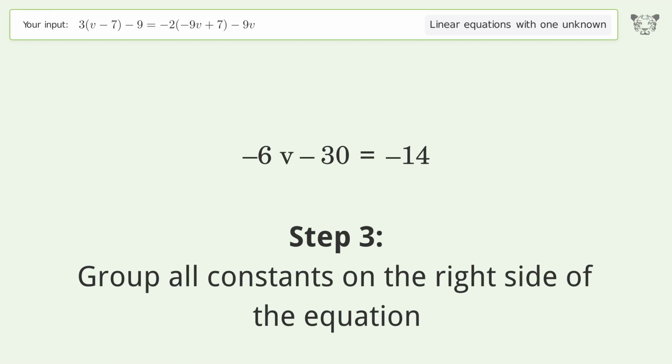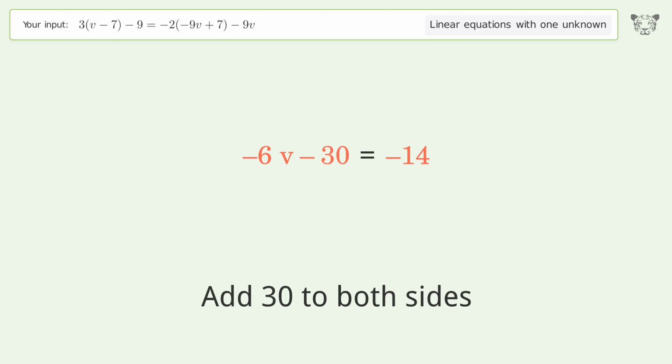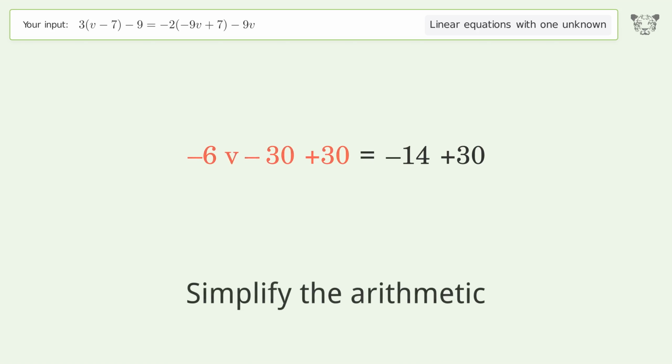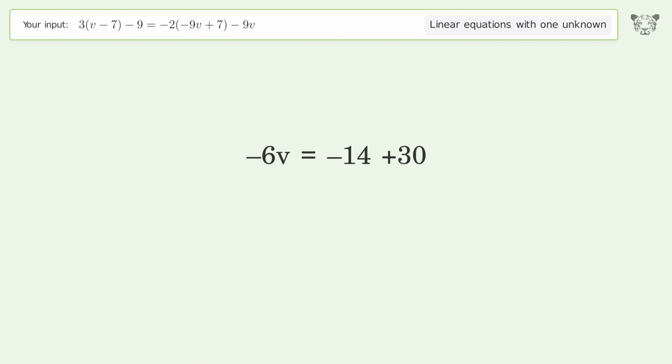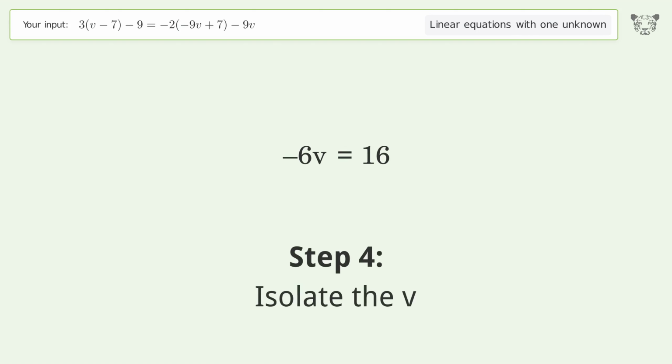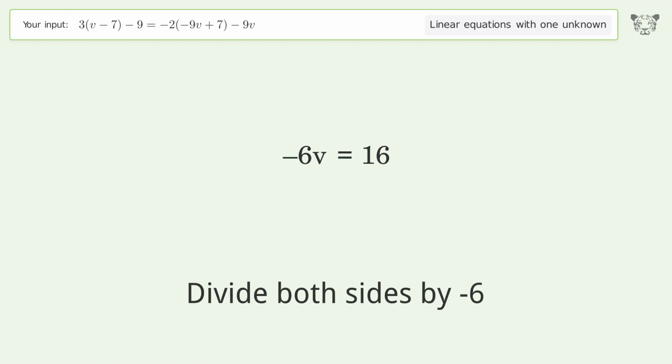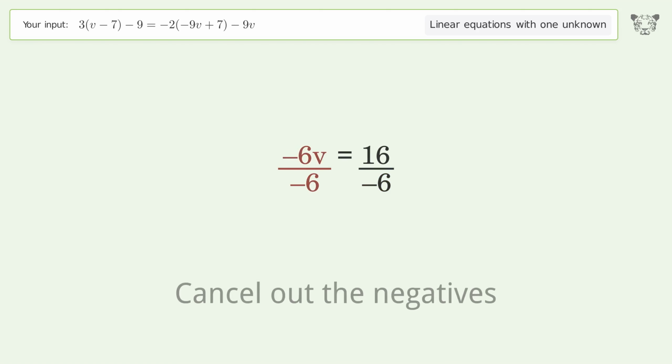Group all constants on the right side of the equation. Add 30 to both sides. Simplify the arithmetic. Isolate the v. Divide both sides by -6. Cancel out the negatives.